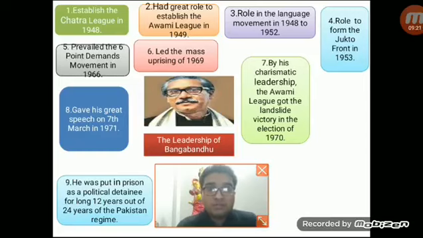Next, he was put in prison as a political detainee for 12 years out of 24 years of the Pakistan regime. We lived under the Pakistani rulers for 24 years, and within these 24 years, Bangabandhu had to stay in jail for 12 years. So it was a great sacrifice for him.